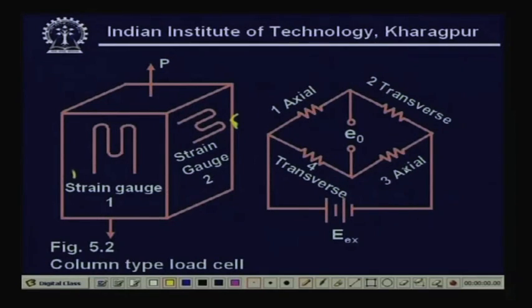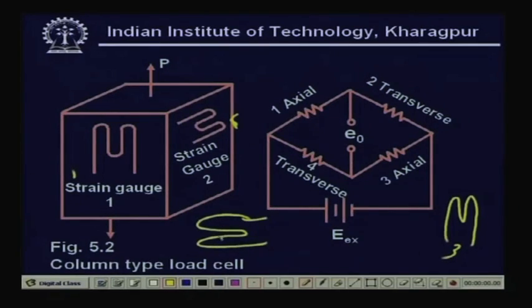Gauge number 3 again is subjected to axial strain, and gauge number 4 will be subjected to transverse strain. Now, the orientation of the gauges will be like this. On the other side, that means on face 3, it will be axial, so it will again look like this, whereas in the case of gauge 4, it will look like this, right.